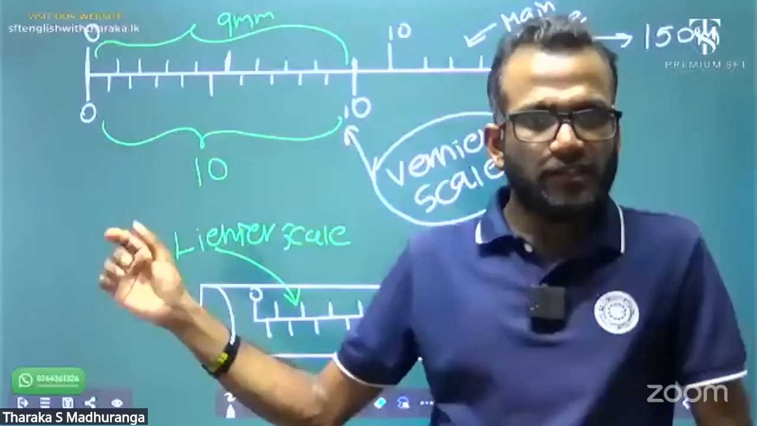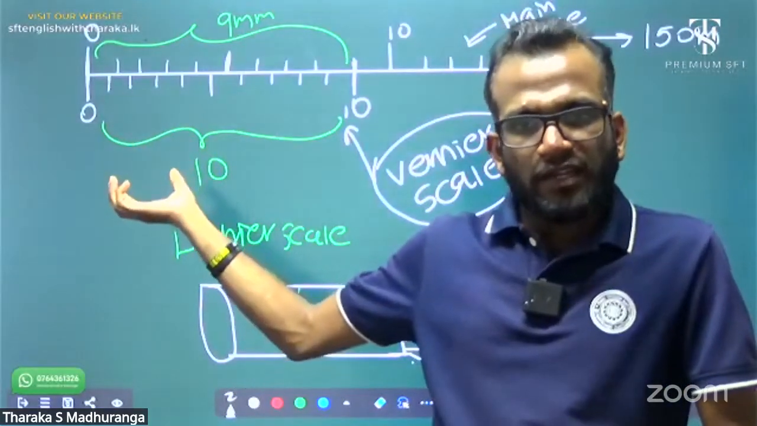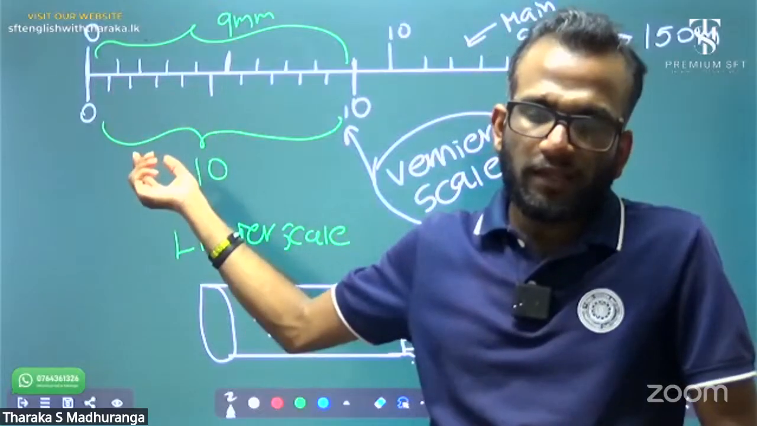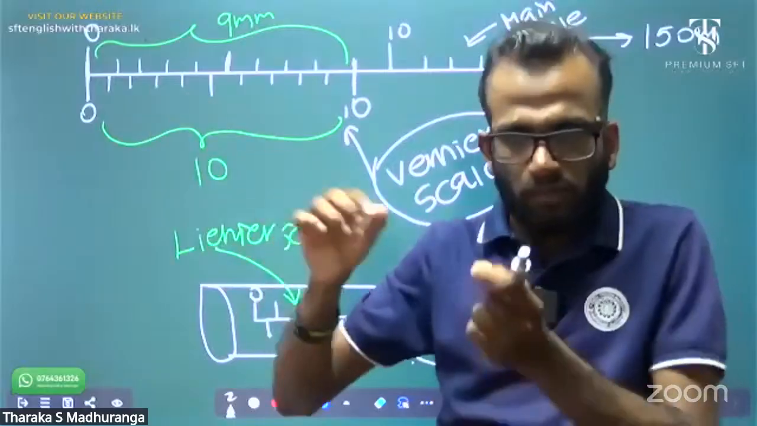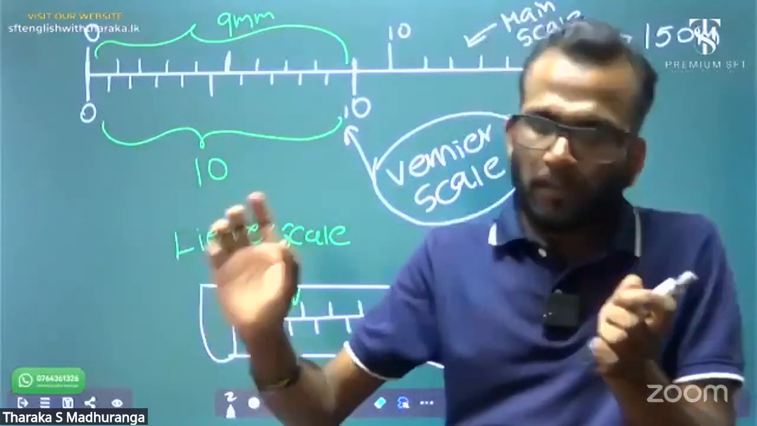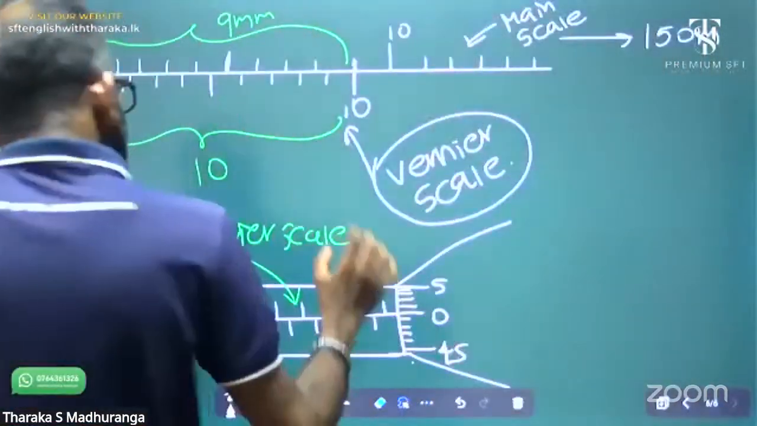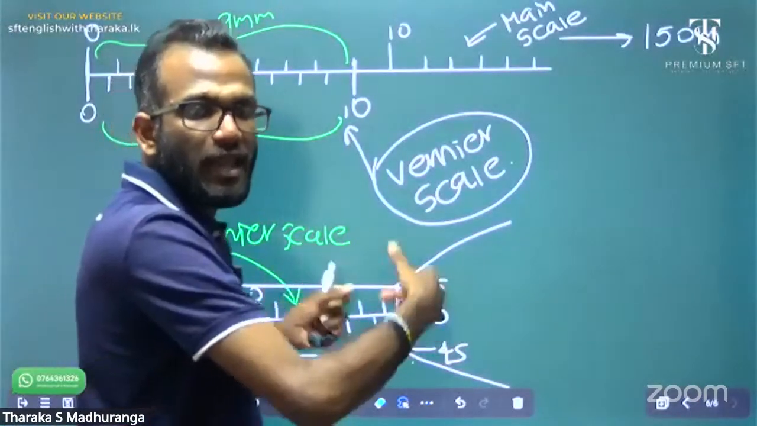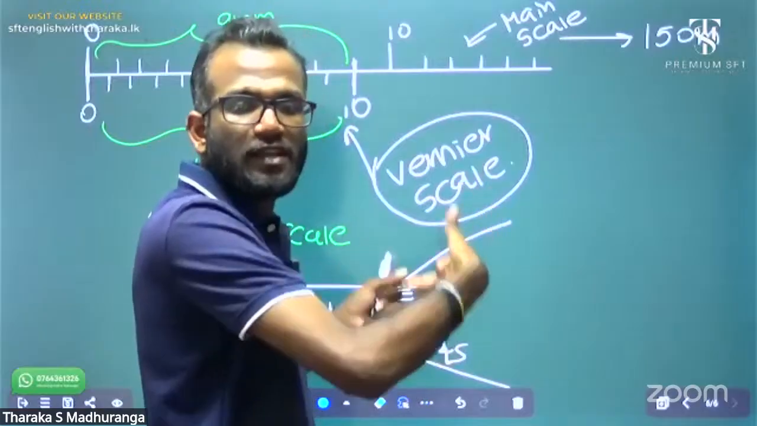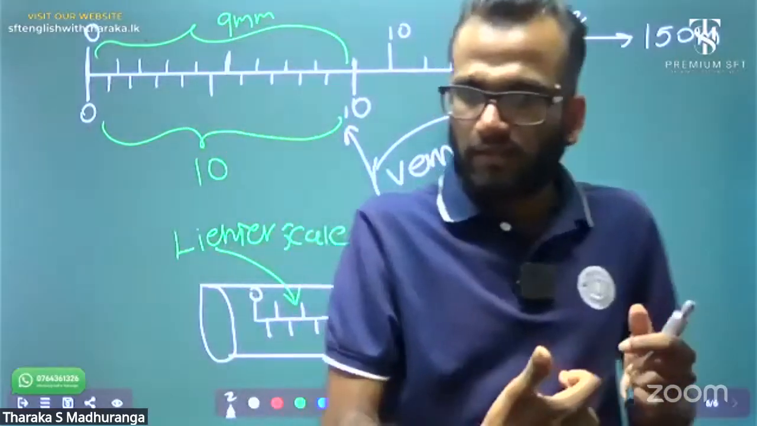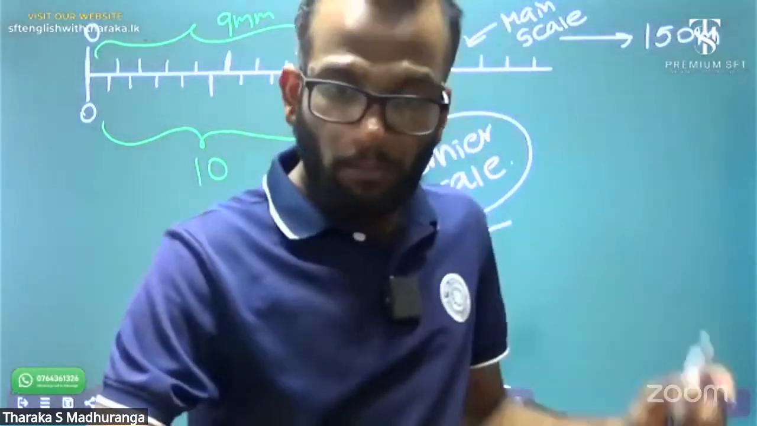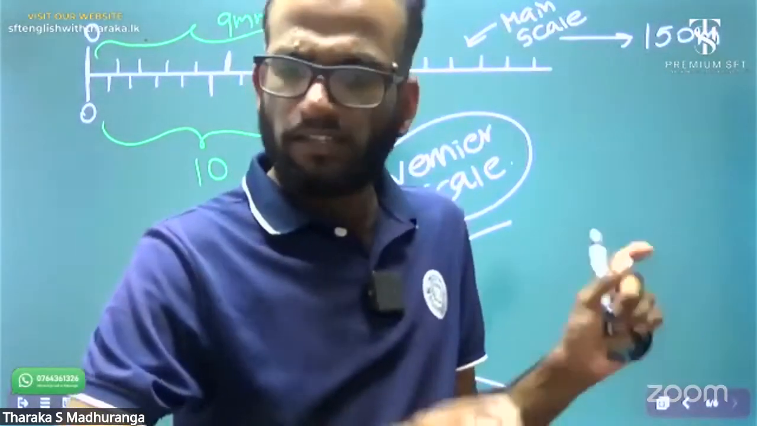In vernier scale, the secondary scale is another linear scale. Therefore, main scale and vernier scale are both linear scales. But the difference in micrometer screw gauge, it has a linear scale as well as a secondary scale. What? It's a circular scale. That's the only difference. First point is done. It is very simple.